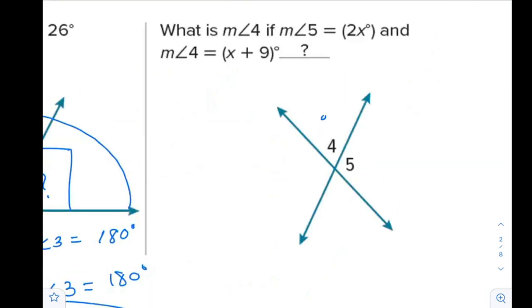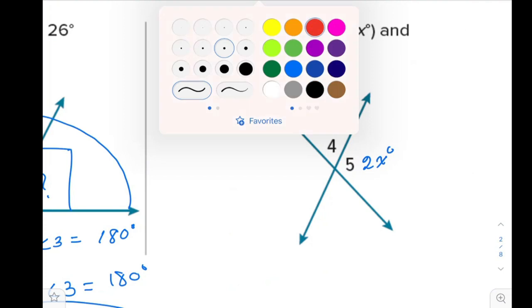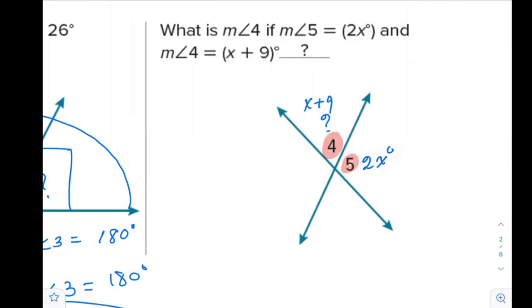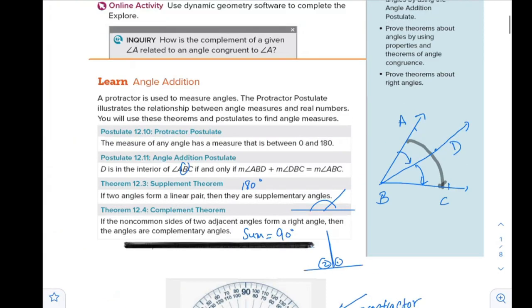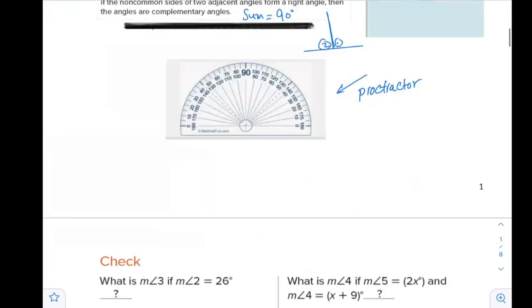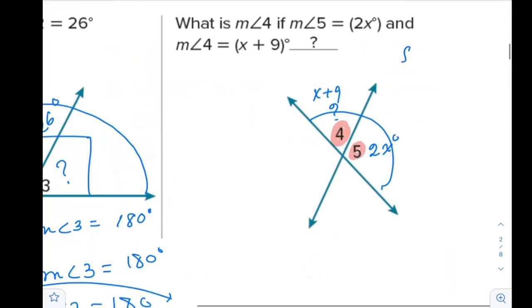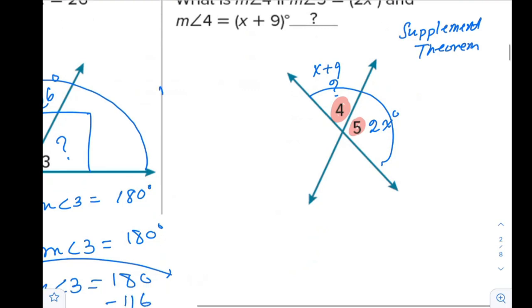What is the measure of angle 4 if the measure of angle 5 is 2x degrees and the measure of angle 4 is x plus 9? Now we have to make a relation between the angles. Angle 4 and angle 5 together form a line. So using which postulate? The supplement theorem, since the angles form a linear pair. That means the measure of angle 4 plus the measure of angle 5 is equal to 180, and it is very clear here.